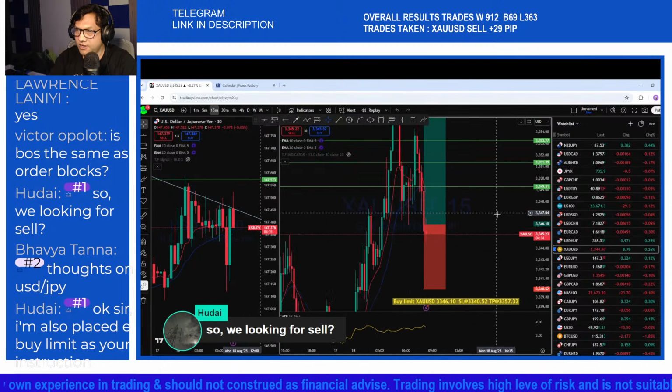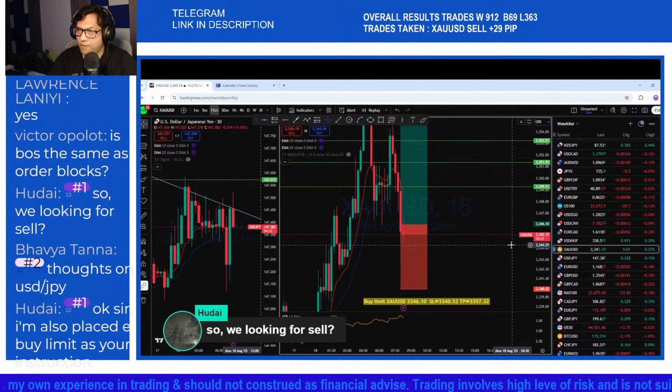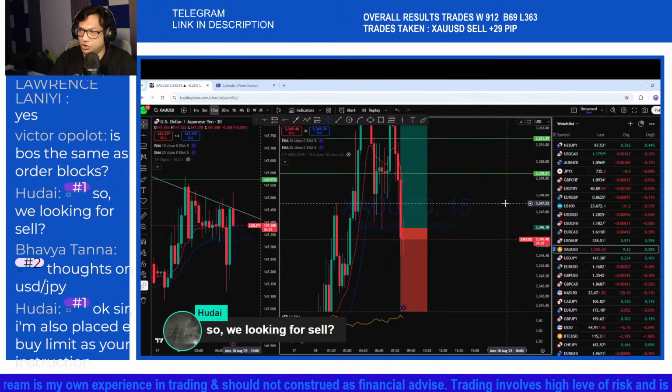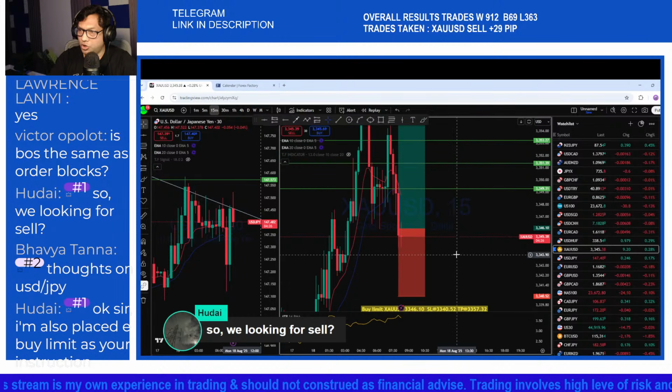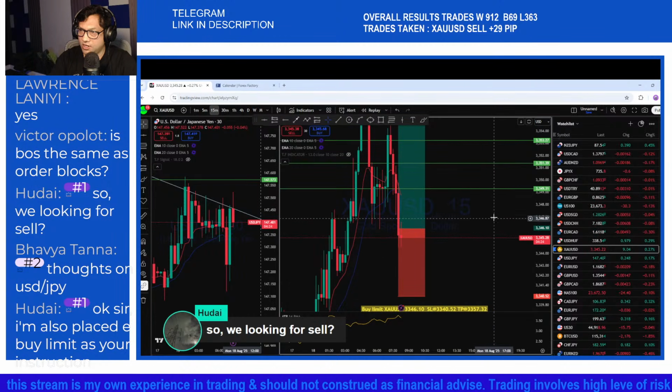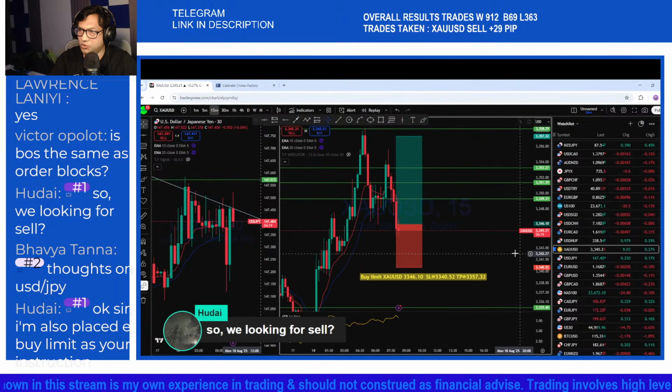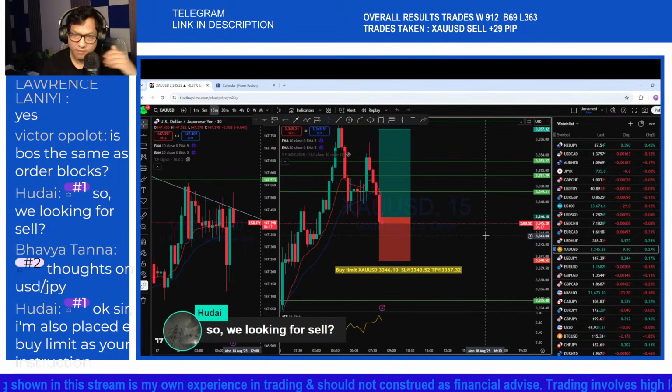Rejection back again here. Looking forward to see the 15 minutes closing potentially as a bullish doji or a doji that can give a possible another potential bounce here to create a new higher high.